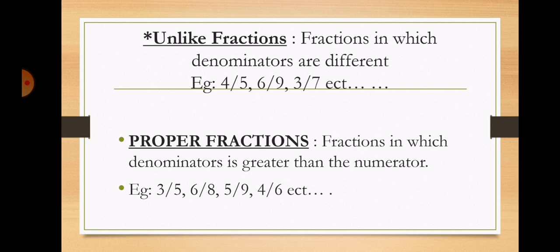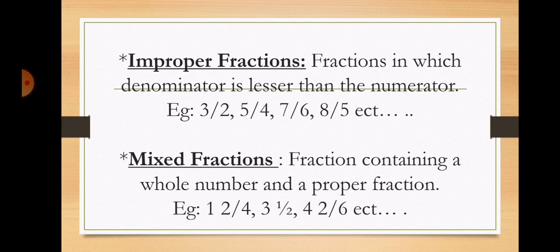Next, proper fractions. In proper fractions, children, fractions in which denominator is greater than the numerator. Observe it, children. 3 by 5, 5 is greater than 3. 6 by 8, 8 is greater than 6. 5 by 9, 9 is greater than 5. 4 by 6, 6 is greater than 4. So all 3 by 5, 6 by 8, 5 by 9, 4 by 6, etc. are called proper fractions. Always remember, denominator is greater than the numerator in proper fractions.